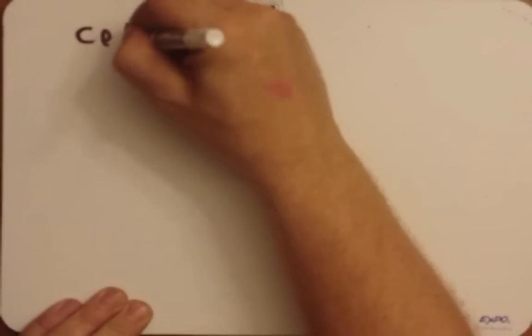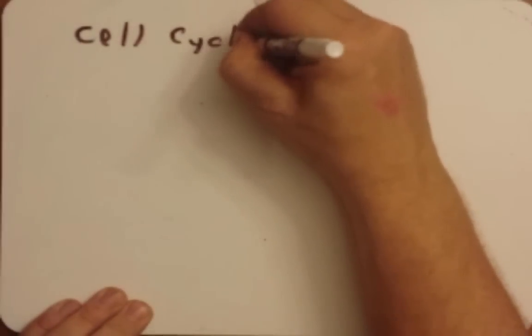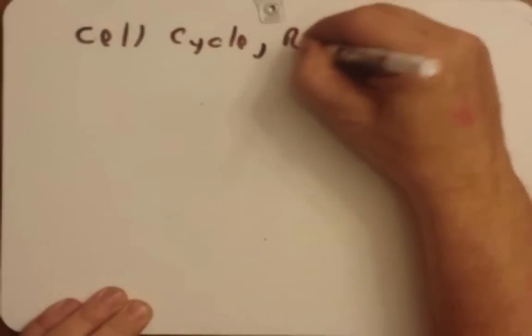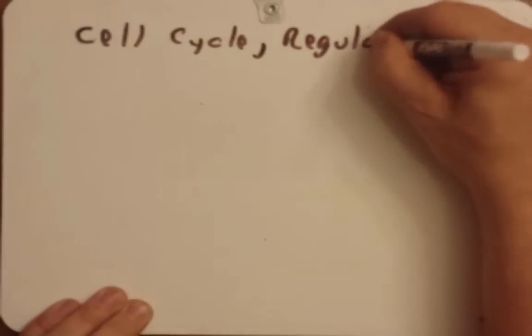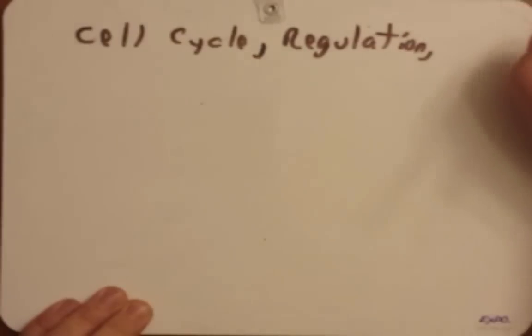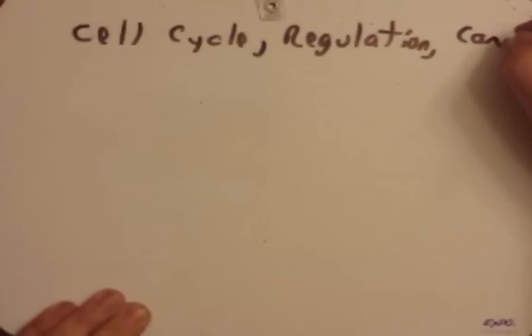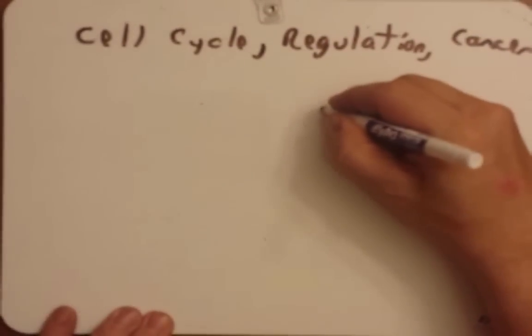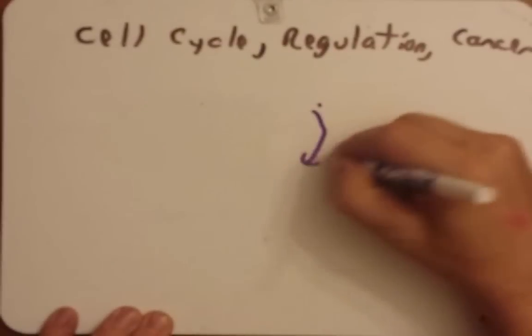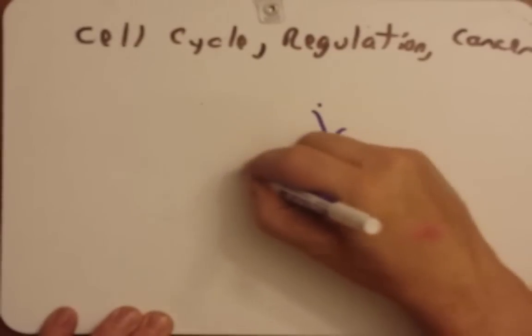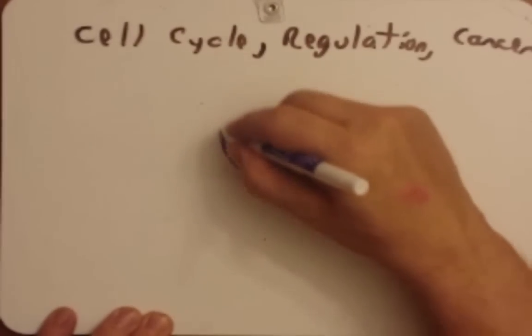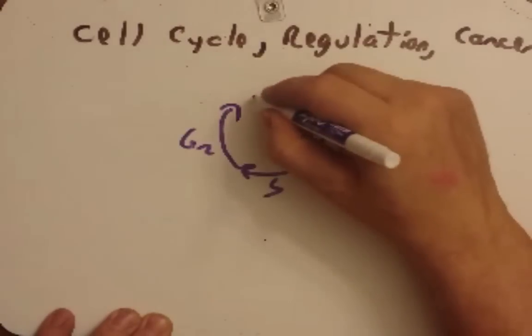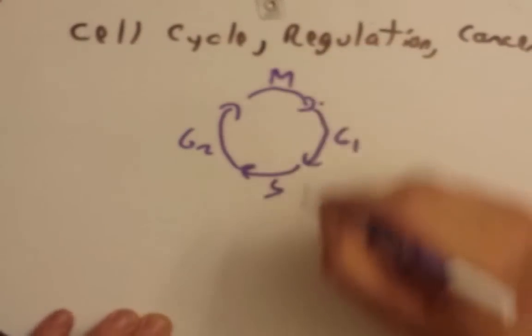We're going to talk about the cell cycle, its regulation, and cancer. And though we've written it about 100 times, we're going to write it again. Here's our cell cycle. G1, S, G2, and then M phase.